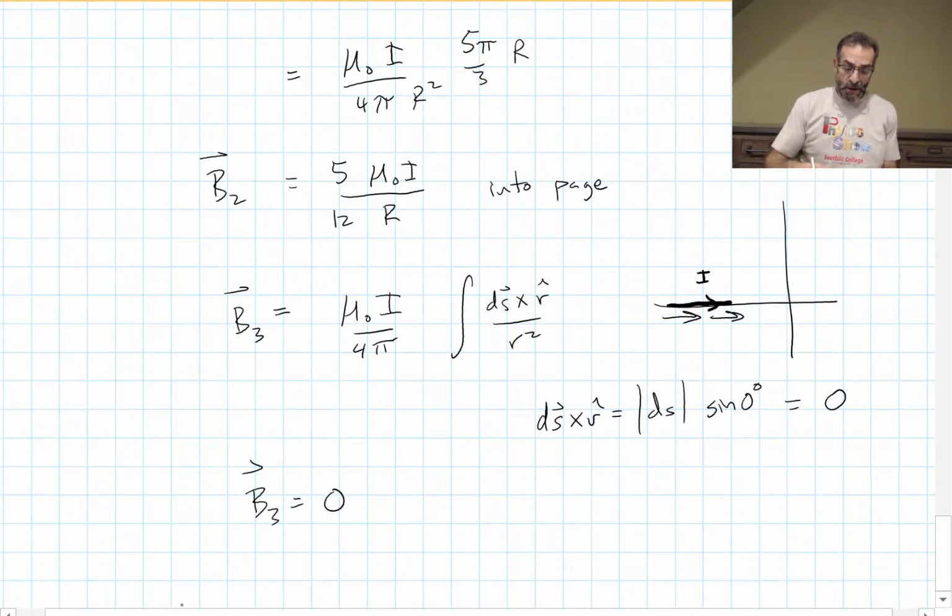Now we just have to add them all up. They both point in the same direction. We just add them up, and the magnetic field points into the page.